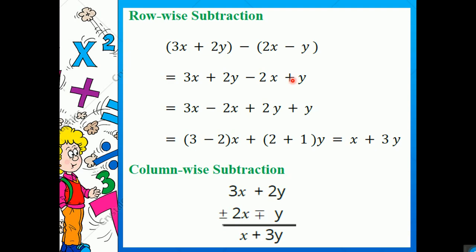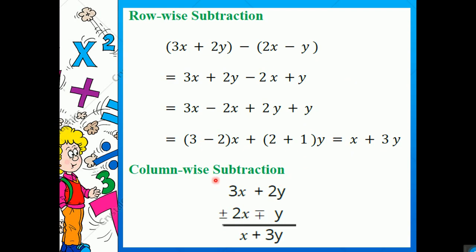Now adding like terms, first of all rearrange. So 3x minus 2x and then plus 2y and plus y. Taking x as a common from first two terms, remaining 3 minus 2. And the last two terms y is common and adding their coefficients, 2 plus 1. So 3 minus 2 is equal to 1x, and 2 plus 1 equal to 3y as it is. This method is called row wise subtraction.